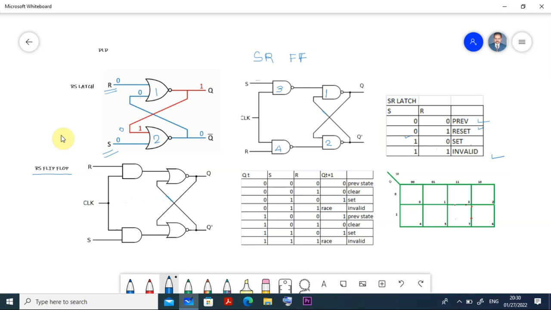Because in this case, when both S and R are equal to 1, the outputs Q and Q bar will come 0. And both cannot be the same. Q and Q bar cannot both be 0, because if Q is equal to 0, then Q bar will be the inverse of 0. But it is showing 0, 0. That is the contradiction. So that is not the principle of our latch. Clear?